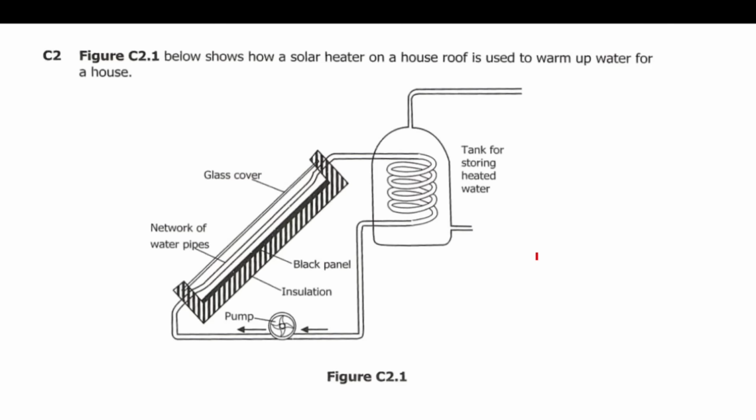All right, so let's go to the next question. C2 reads, Figure C2.1 below shows how a solar heater on a house roof is used to warm up water for a house. So this is a solar heater being used to warm up water in a tank. When you study this figure, you find a network of pipes, a glass cover, a black panel, an insulator, a pump, and a tank for storing heated water.